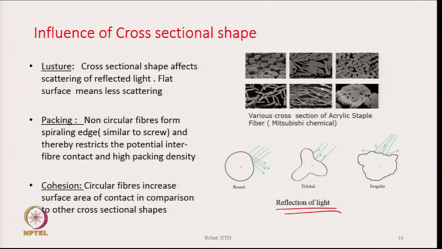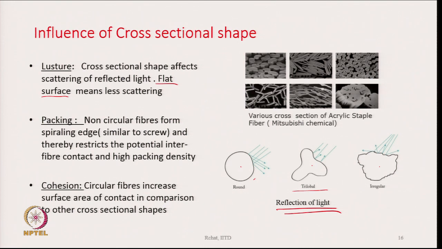So, look at this fiber: with an irregular shape, scattering will be more. With a round shape, scattering is still more, but in comparison to irregular shape it is less. If we go for a shape like trilobal, then scattering is going to be much less. That means, if we go towards a flat surface, scattering is going to be less. So, more light will reflect back and fall on our eyes and the product will look very, very lustrous.